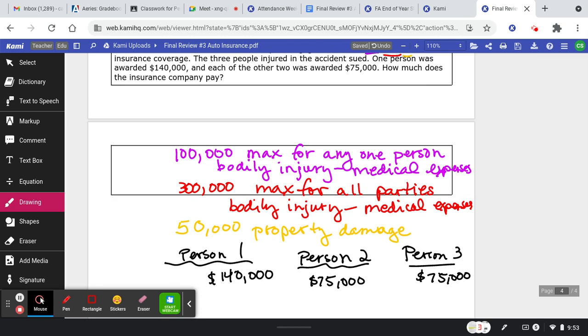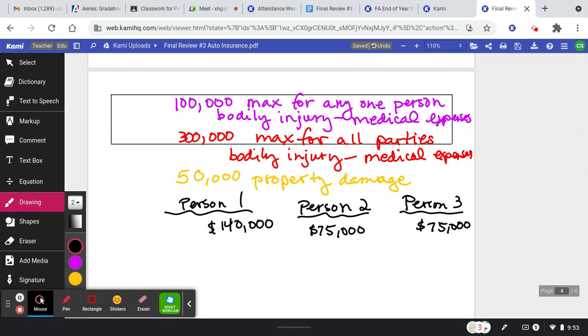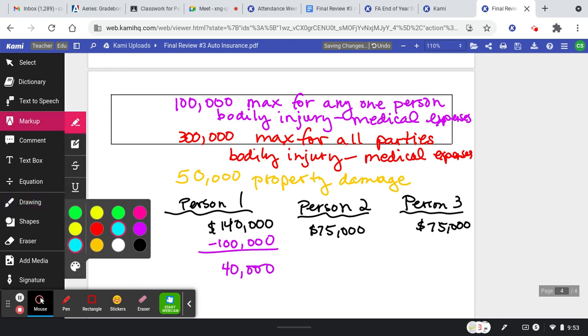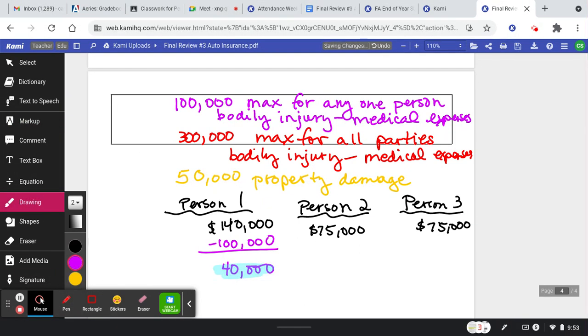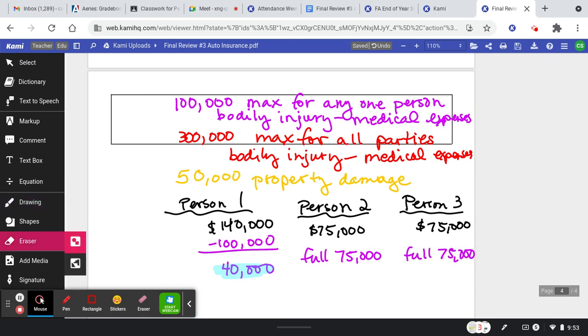How much does the insurance company pay? And by the way, in this scenario, the driver was uninjured. Just the 3 people in the other car were injured. So what will the insurance pay? The insurance will pay $100,000 per person. So of this amount, they're only going to pay $100,000, leaving $40,000 for somebody else to pay. Over here, they will pay the full $75,000 and the full $75,000 because it's under the $100,000.